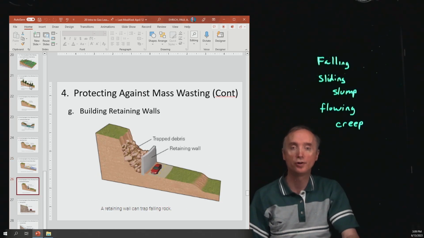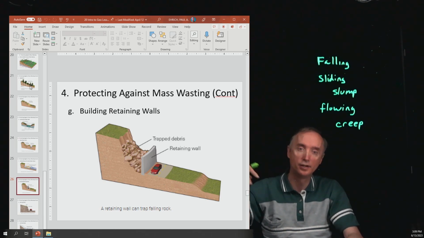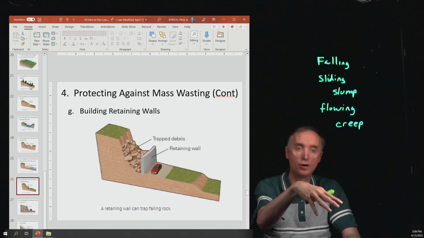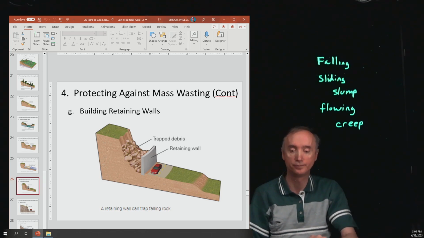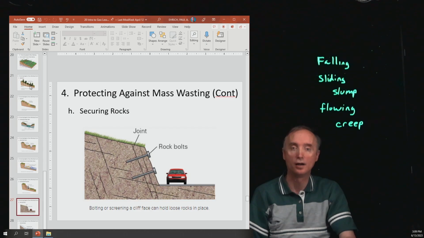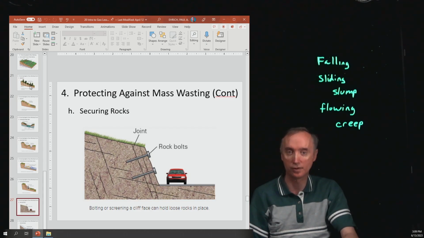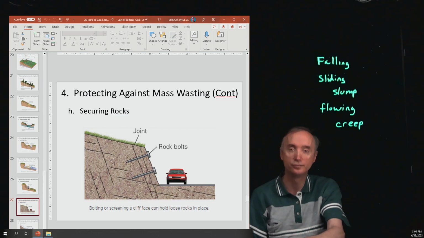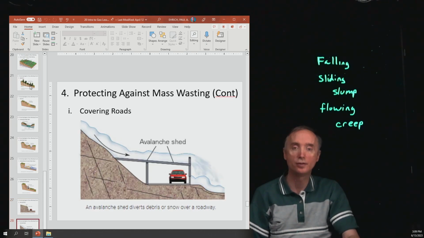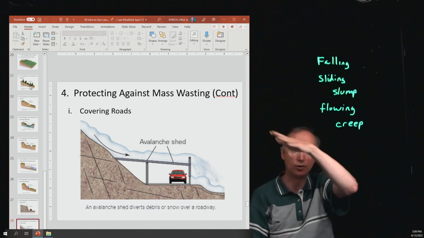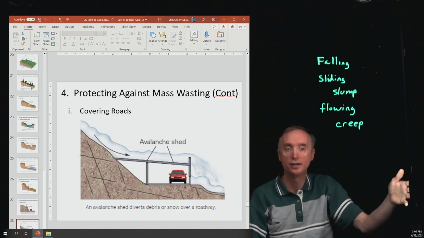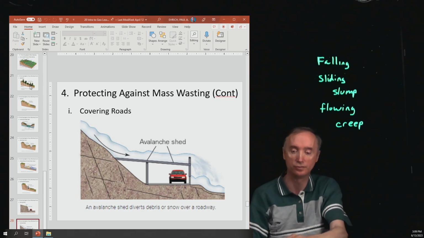Okay, we can put up walls to protect us from debris that otherwise would roll onto the highway. We can use pins to hold the rocks in place so the rocks are less likely to move. We can build a covering over the highway so that if an avalanche does occur, it will go over the top of the highway instead of actually getting onto the highway.